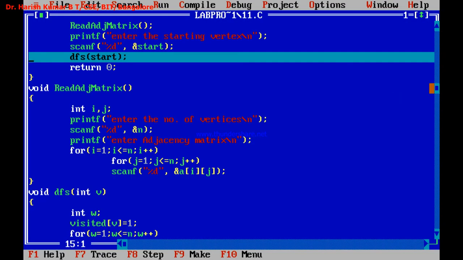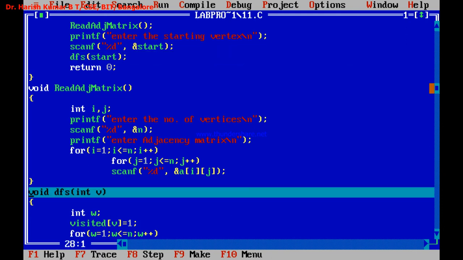Okay. So now we are making a call to DFS. While calling DFS, what we have passed is the start. The starting vertex, which I have entered as 1, is copied to start, and DFS of start is called, so DFS of V is start right now. V is 1 right now.